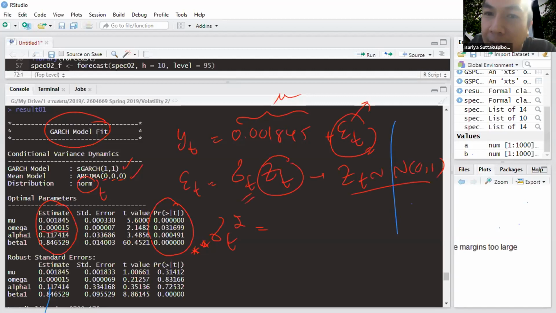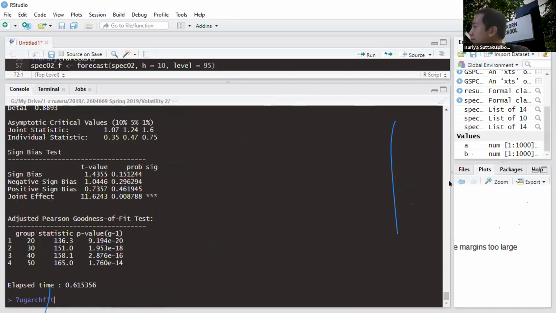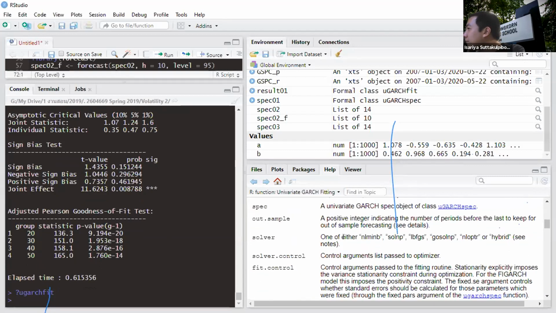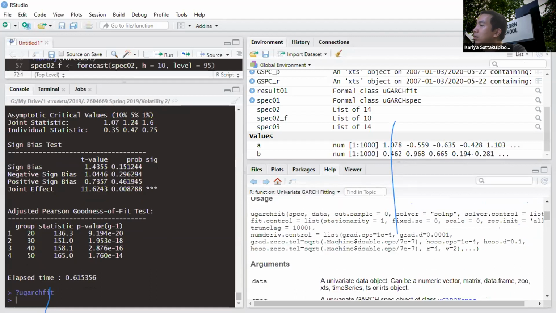It persists how? Omega 0.00015, plus alpha 1, 0.117414. Okay, I've got to take a look real quick because I believe that the parameter in front of the sigma t square has to be more than the parameter in front of the shock. Let me look this up. ugarchfit, let me erase this. This is the help function. It could be parameters.